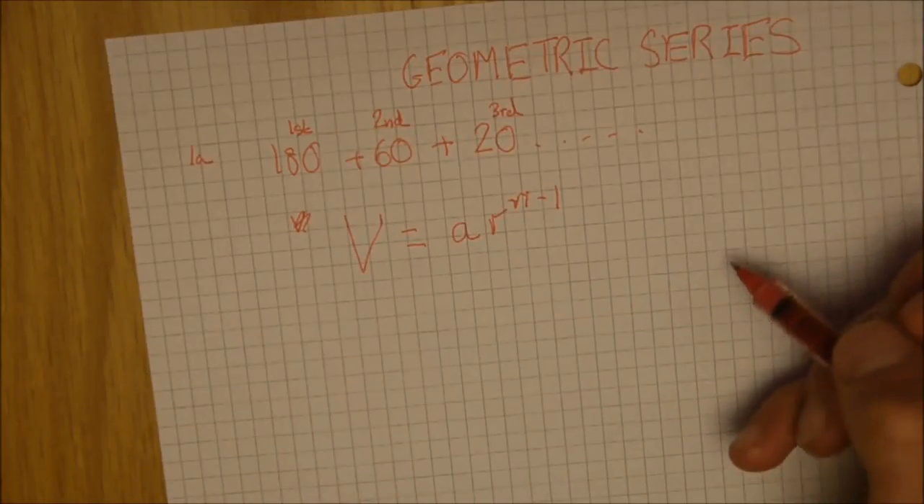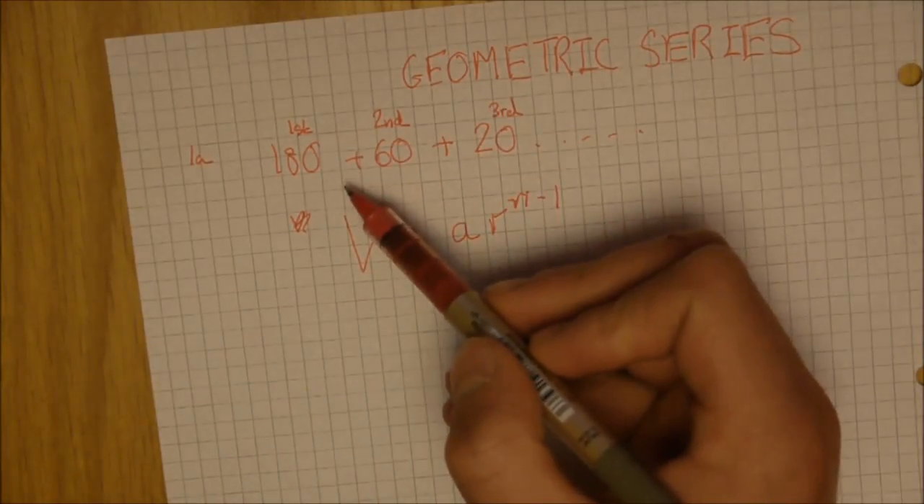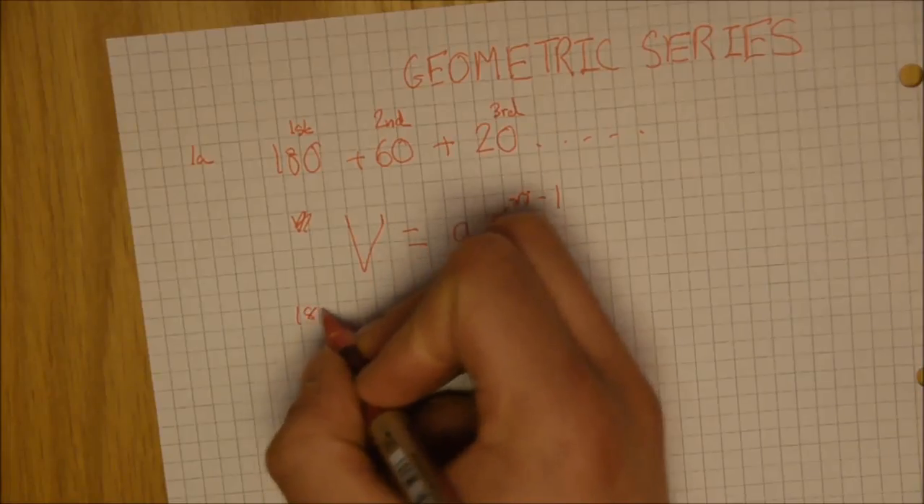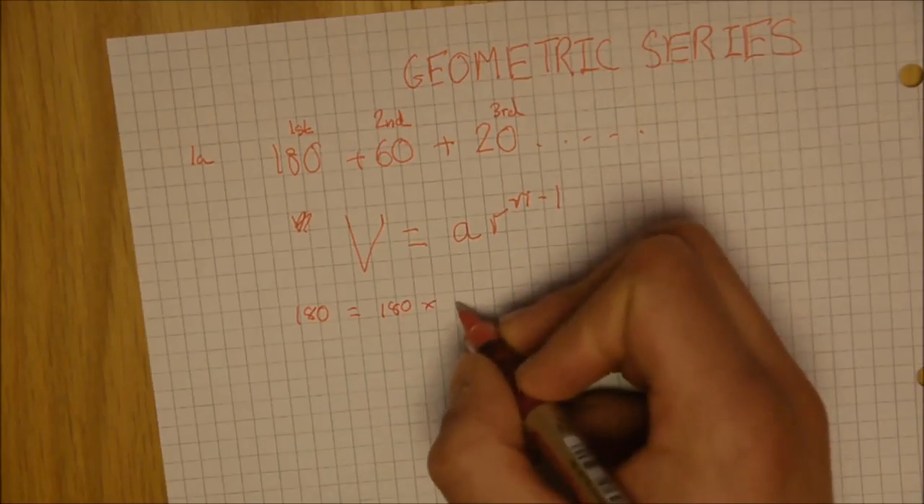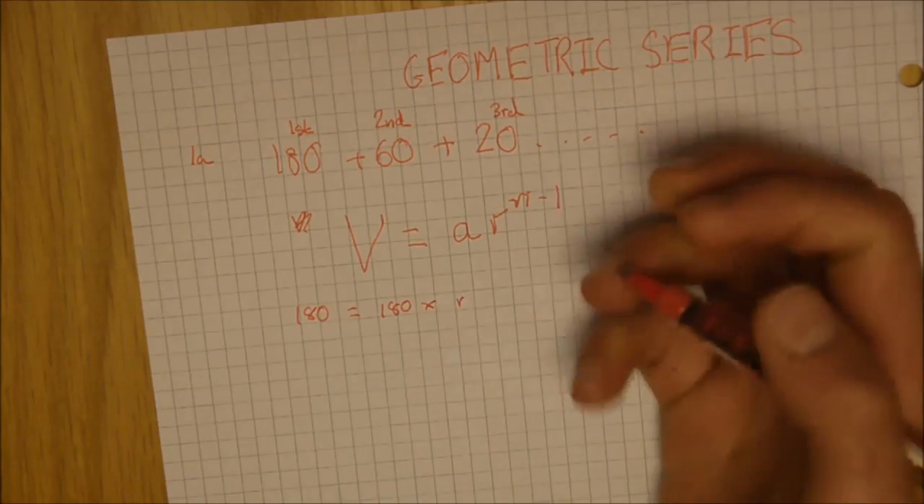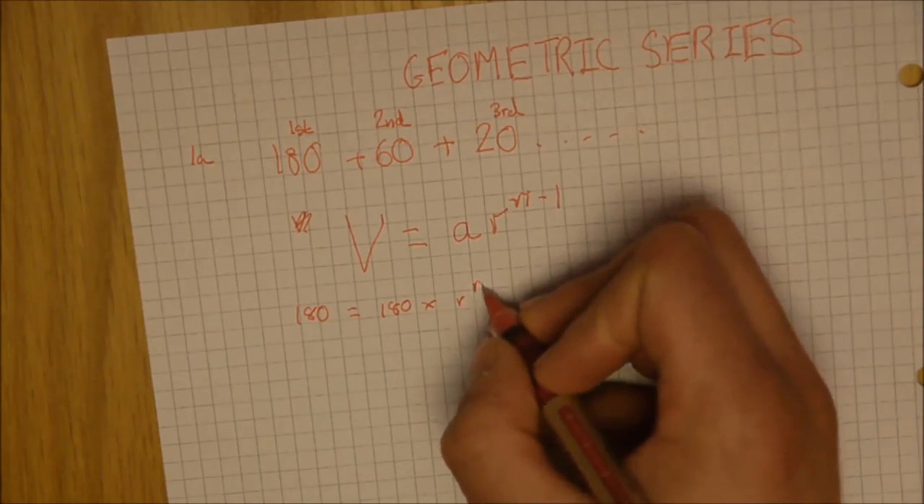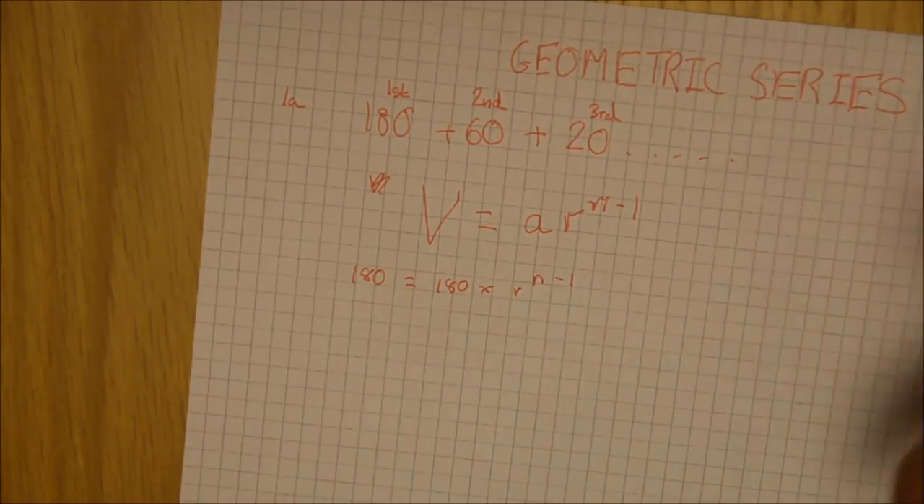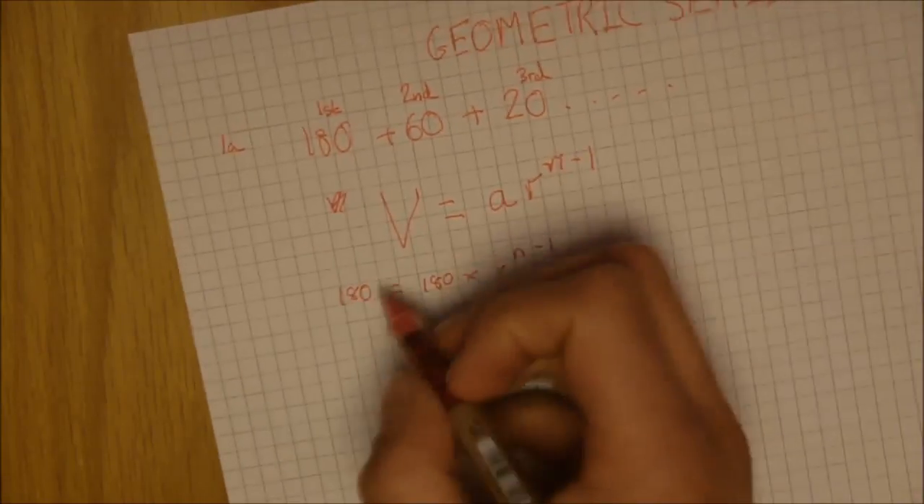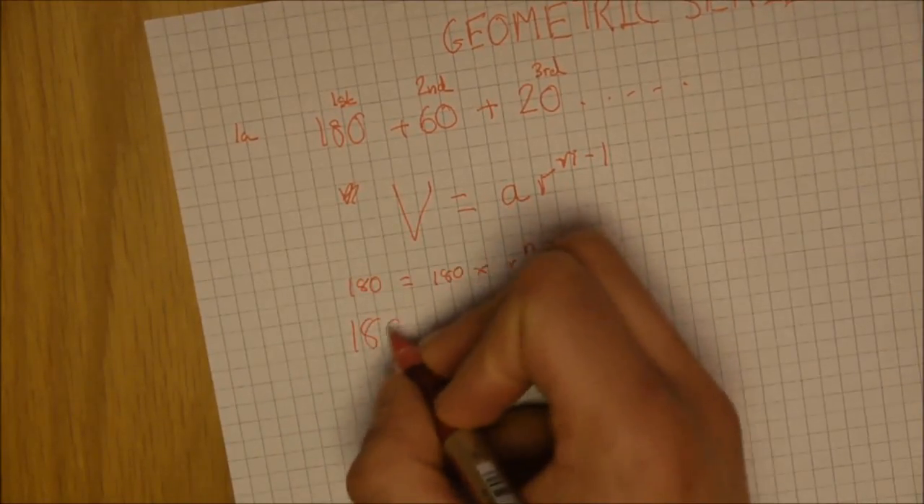So in this case, we have the first term, 180. As it's the first term, it's 180 times r, which we don't know, to the n minus 1, and as n is 1, 1 minus 1 is 0, so it's just 180.